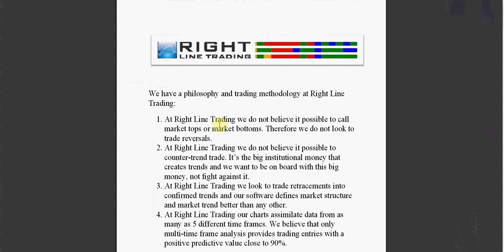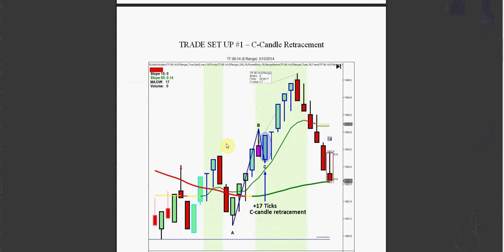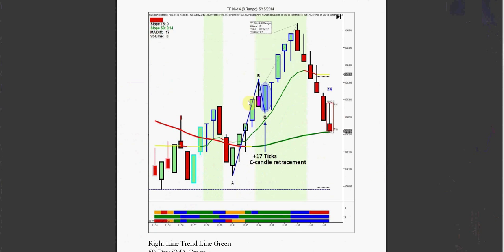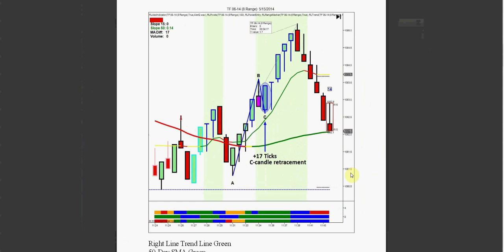Alright guys, this is the PDF that comes with the software. And basically this is the training. They're going to tell you about the different setups that they take here. Trade setup 1, C candle retracement. And the good thing about this software is everything is printed on the charts. Like this A, B, and C. I'll show you that right now actually. As you can see here, A, B, C, A, B, C. So this stuff does actually print, so you don't have to do anything yourself.